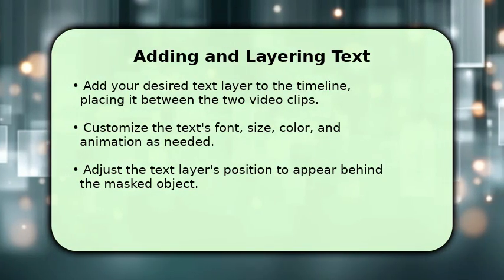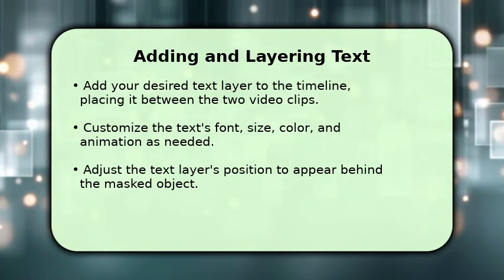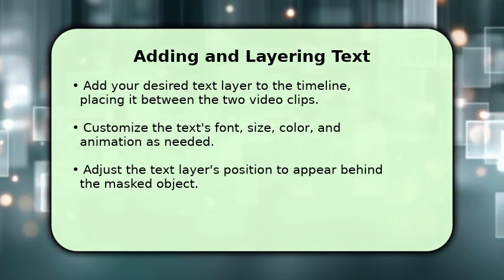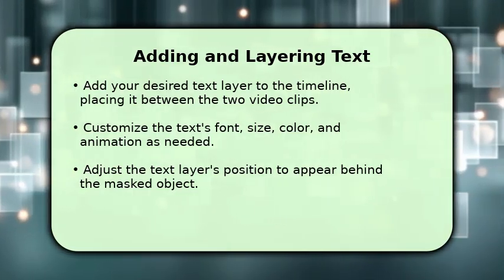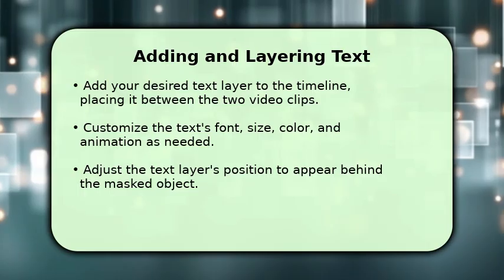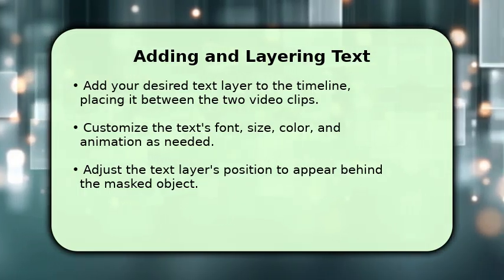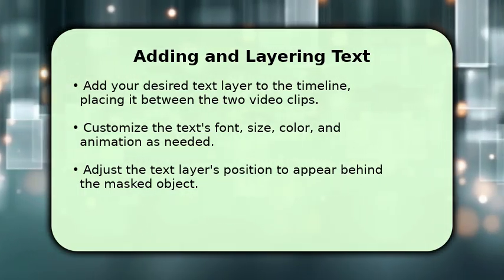With your mask in place, it's time to add your text. Go to the text tool and create a new text layer. Crucially, drag this text layer onto the timeline and position it between your original video clip and the masked top layer. Customize your text with a suitable font, size, and color.